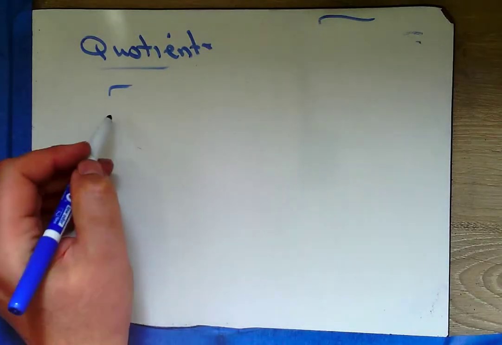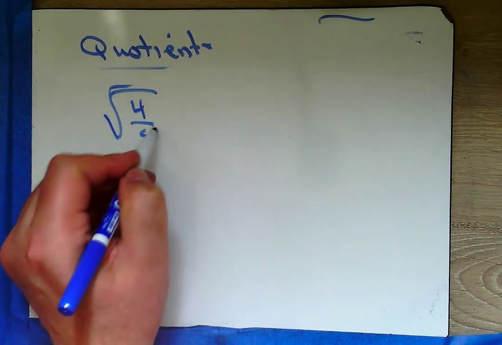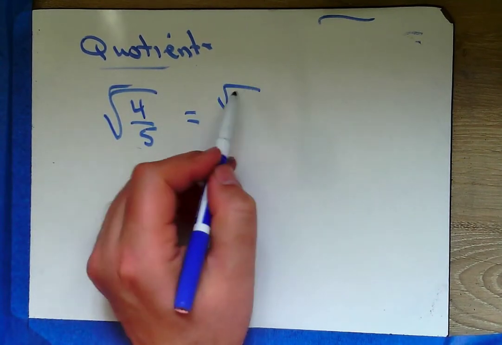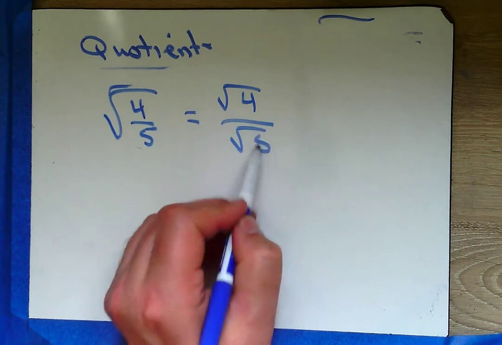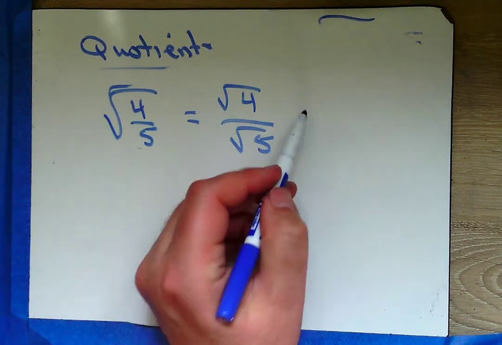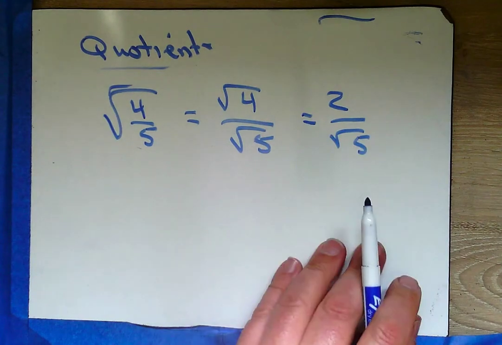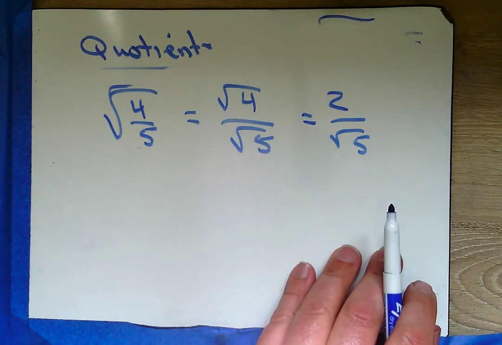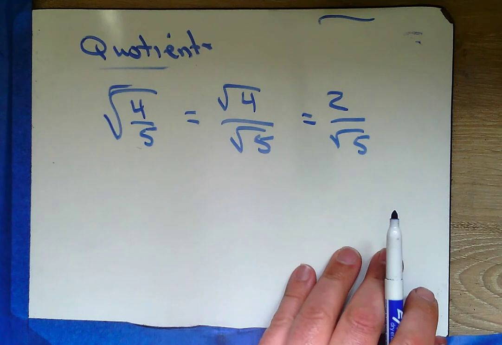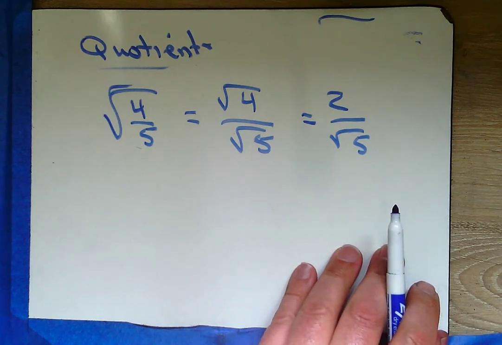Okay? Now, let's take a look at the square root of 4 over 5. So that could be the square root of 4 over the square root of 5, because there's no simplifying I can do here. And I know the square root of 4 is 2. And that brings us to the radical in the denominator place. All right? So the radical in the denominator place is kind of problematic for older people.